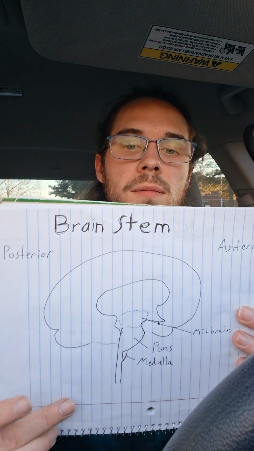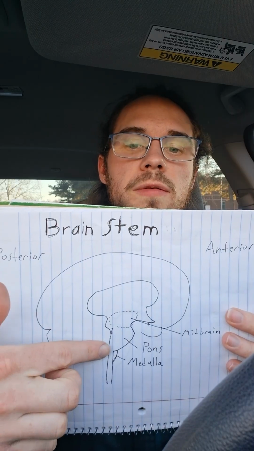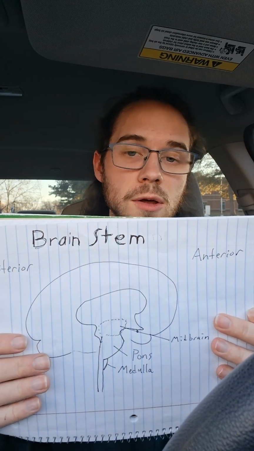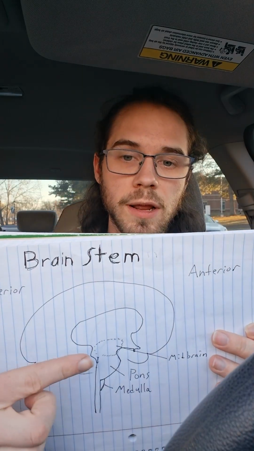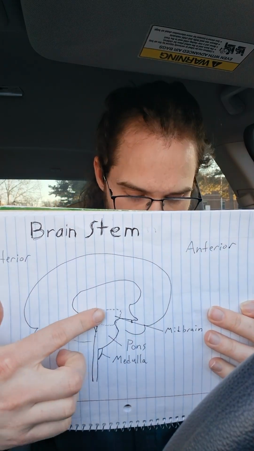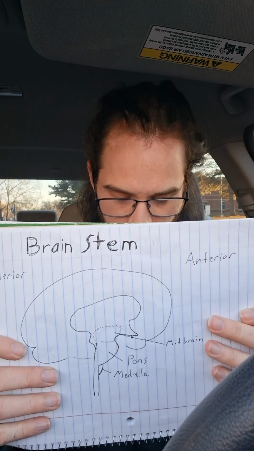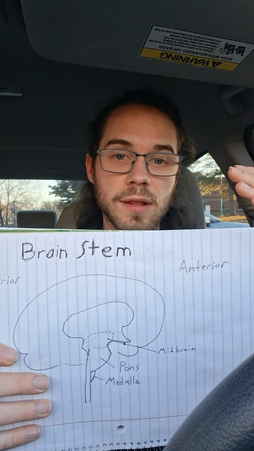So to begin with, we'll start with the brain stem. The brain stem is this section of the brain right here. It is the lowest part of the brain and connects it to the spinal cord. Right here we have the midbrain, which is right up here, general area, and this acts as a relay between the rest of the brainstem and the spinal cord to the rest of the brain.